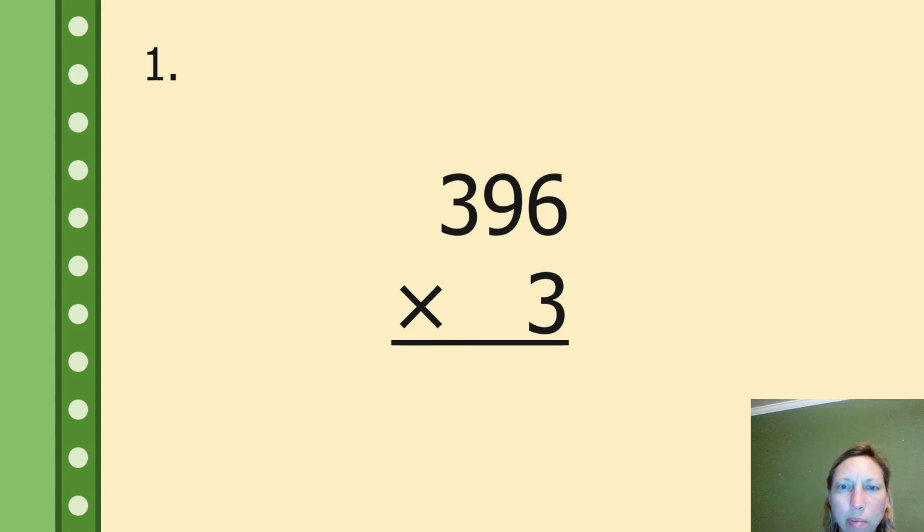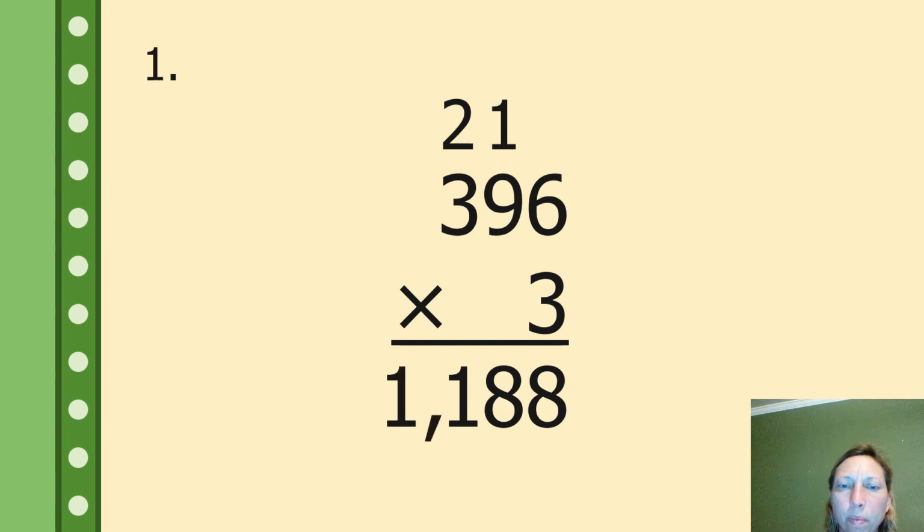All right, some last practice here. 6 times 3 is 18. Carry that 1 to the tens column. 9 times 3 is 27, plus 1 is 28. And then we do 3 times 3 is 9, plus 2 is 11. And there's the 11 right there.